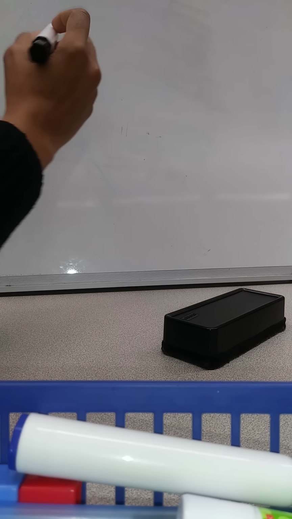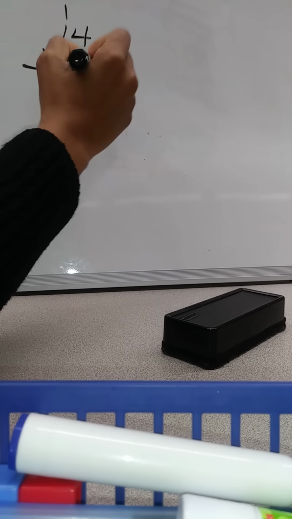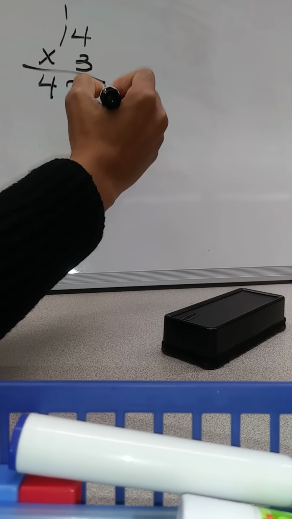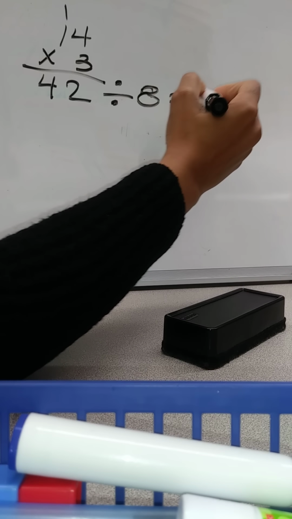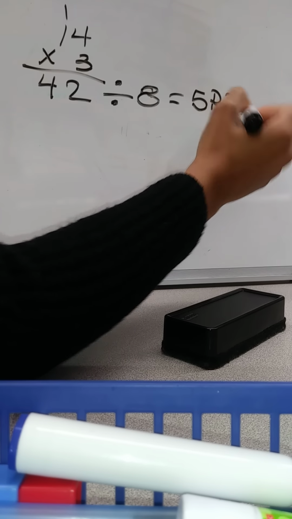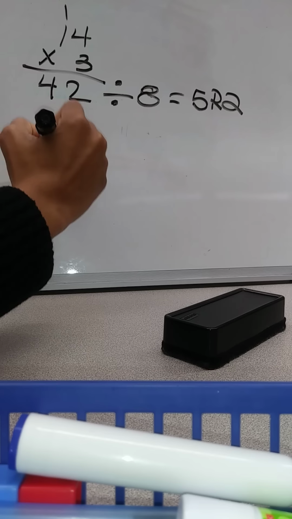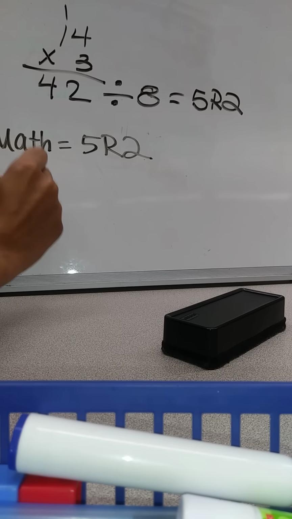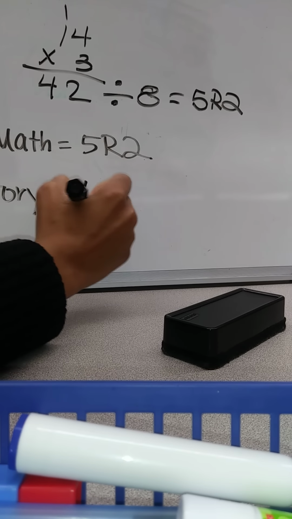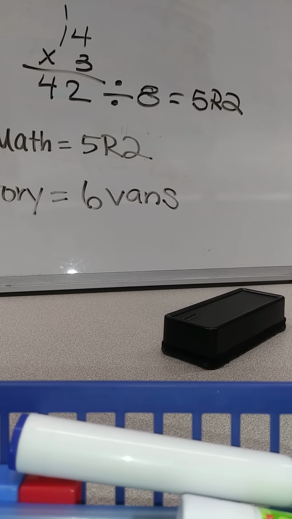Another way I've seen people solve this, they knew that they had to do 14 times 3. That's 12. 3 plus 1 more is 4. And then they divided it by 8. They pulled out groups of 8. So then they got the answer 5, remainder 2. But if you have 5 remainder 2, remember that remainder 2 is kids. So your math answer is 5 remainder 2. But your story answer, so that no kid gets left behind, is 6 vans for that remainder 2. And 1 van is enough for those remainder 2.